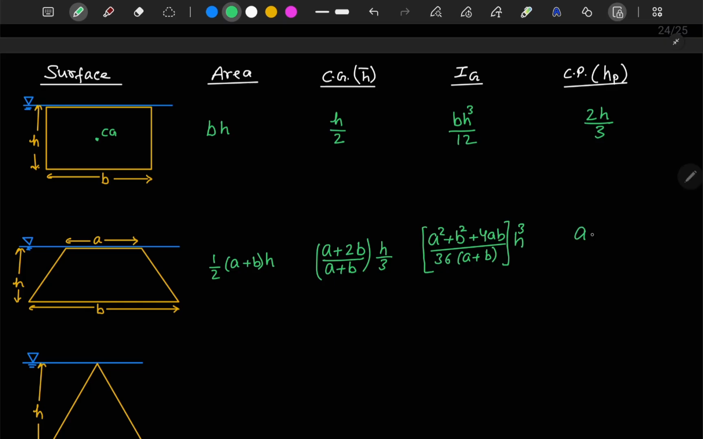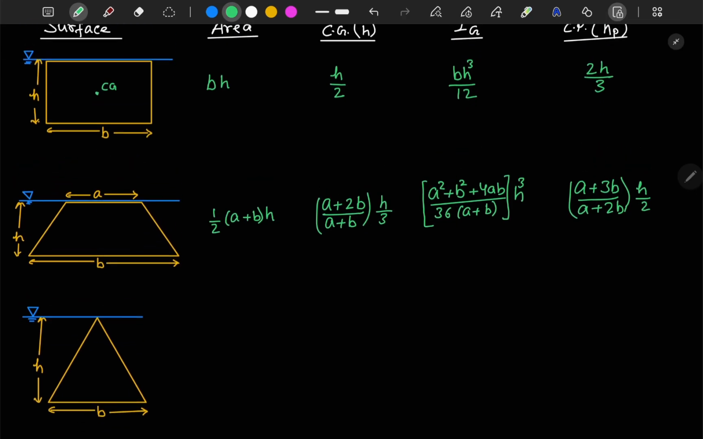And if I talk about CP, then CP is at a height of (a plus 3b) upon (a plus 2b), times h by 2. Okay, this is the height of CP.